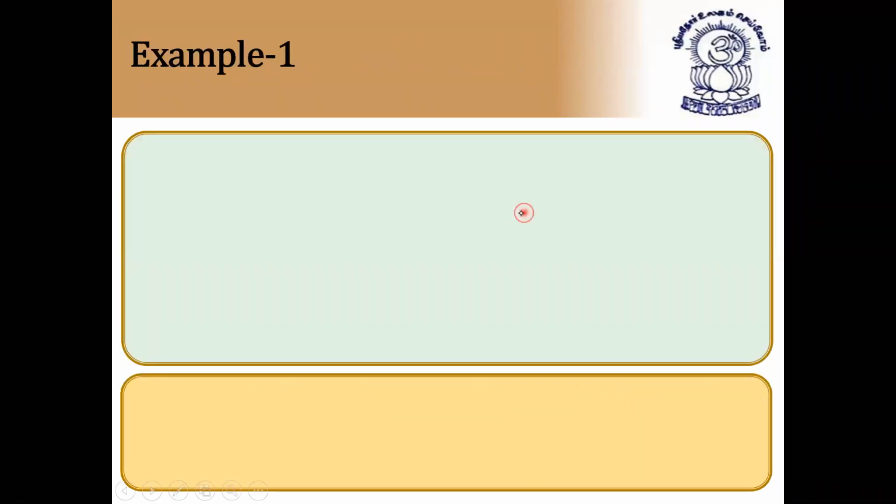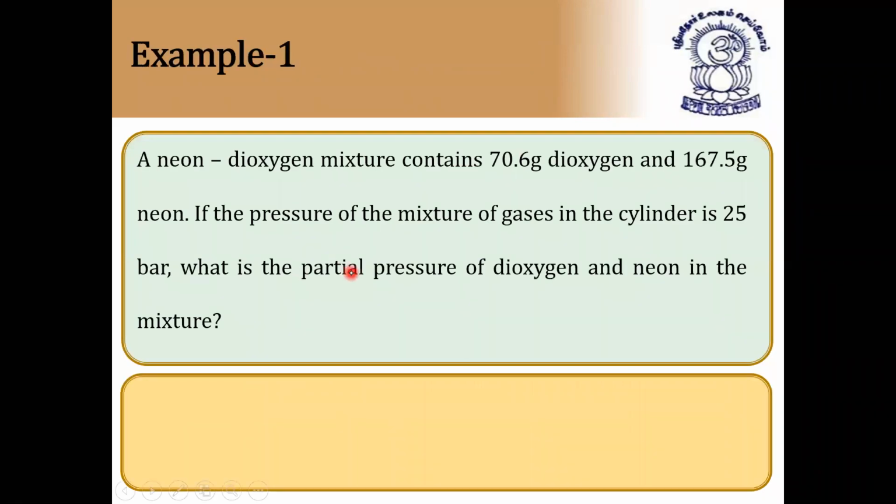Now let us see example 1. A neon-dioxygen mixture, neon gas as well as dioxygen mixture, contains 70.6 grams of dioxygen. So the weight of oxygen is given. It is given as the weight of dioxygen, and 167.5 grams of neon. The weight of neon is given. If the pressure of the mixture of gases in the cylinder is 25 bar, the total pressure is given. What is the partial pressure of dioxygen and neon in the mixture?